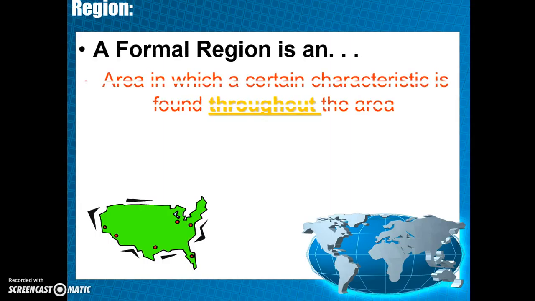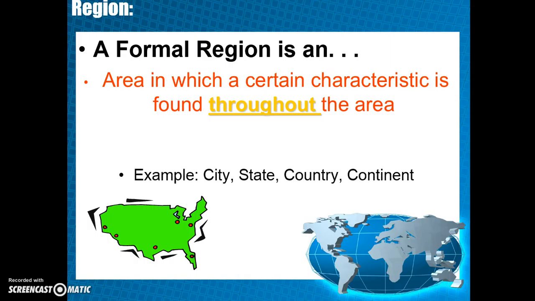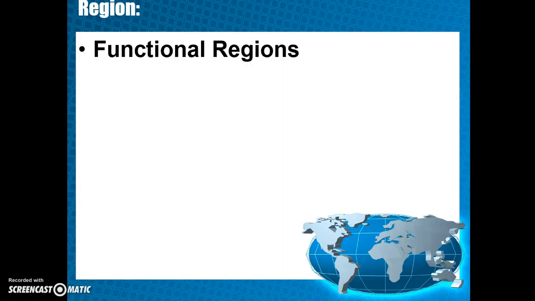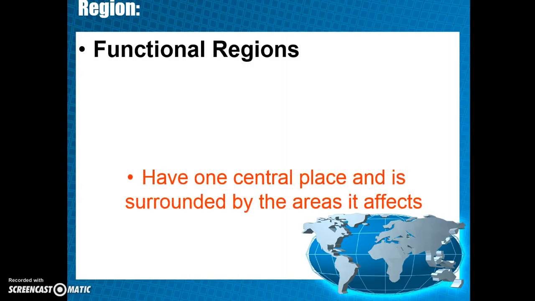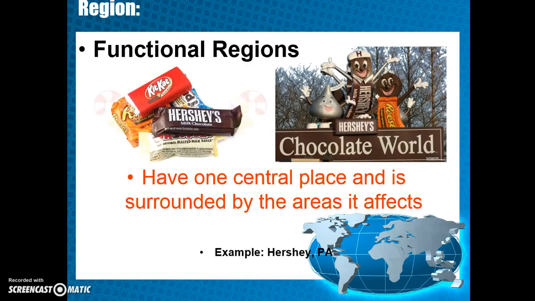A formal region is an area in which certain characteristics are found throughout the area. Good examples of formal regions are cities, states, countries, and continents, since they all have boundaries, and everything that falls within those boundaries is part of that region. Functional regions have one central place that is surrounded by the areas that it affects. For example, Hershey, Pennsylvania. So here's a city in Pennsylvania that distributes its products to many places throughout the United States. So this is a functional region.